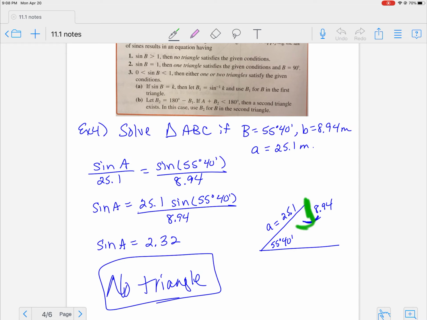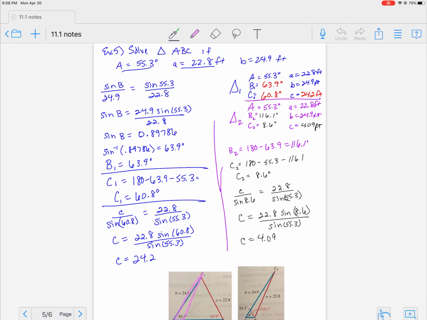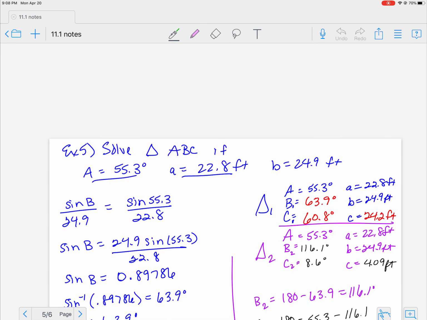There is no possible way for this side to be long enough, regardless of how I swing it, to hit all the way down here. That's not going to happen with that given ratio. All right. Let's look at another one.